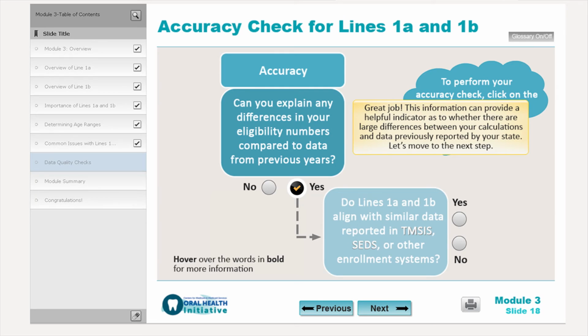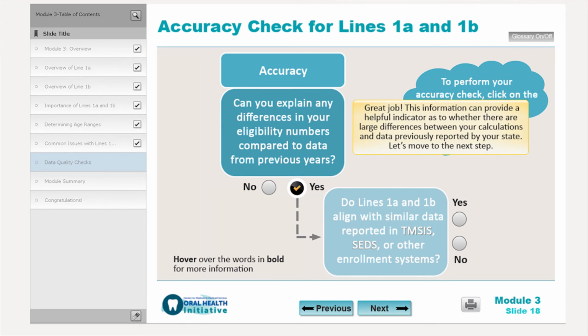If you answered yes, great job. Performing this check can provide a helpful indicator as to whether there are large differences between your calculations and data previously reported by your state. Now for the second question on data accuracy. Ask yourself, do lines 1A and 1B align with similar data reported in TMSIS, CEDS, or other enrollment systems?